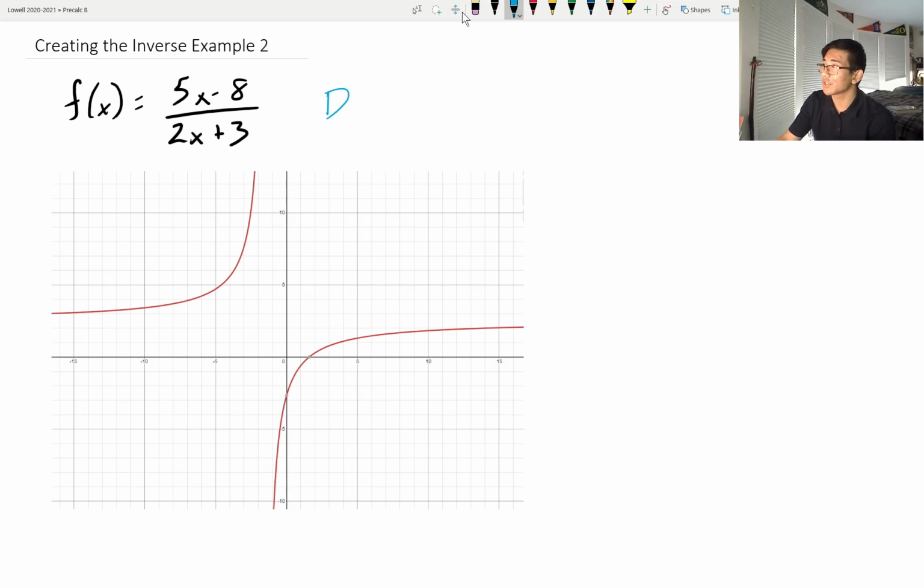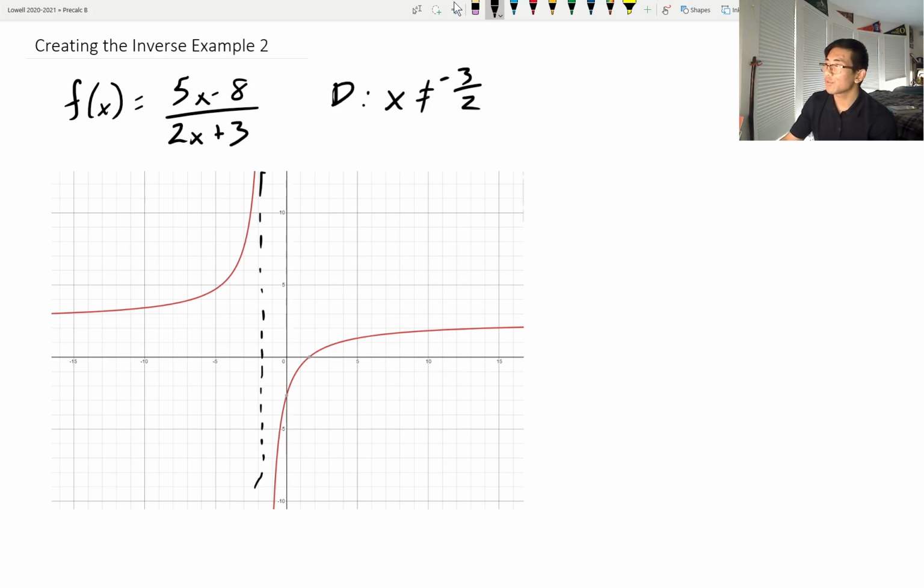The domain of this function is, well, the only thing that could possibly go wrong here, because we have a fraction, is that we could divide by 0. And so the question is, when does 2x plus 3 equal 0? That's going to happen when x is negative 3/2. So our domain is any real number other than negative 3/2. And that's where you can see, it's a little hard to see on this graph, this vertical asymptote happens at negative 3/2.